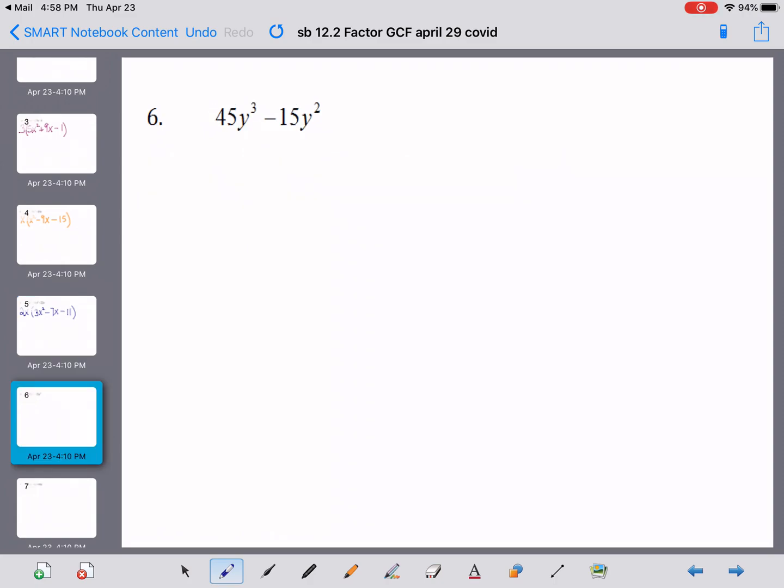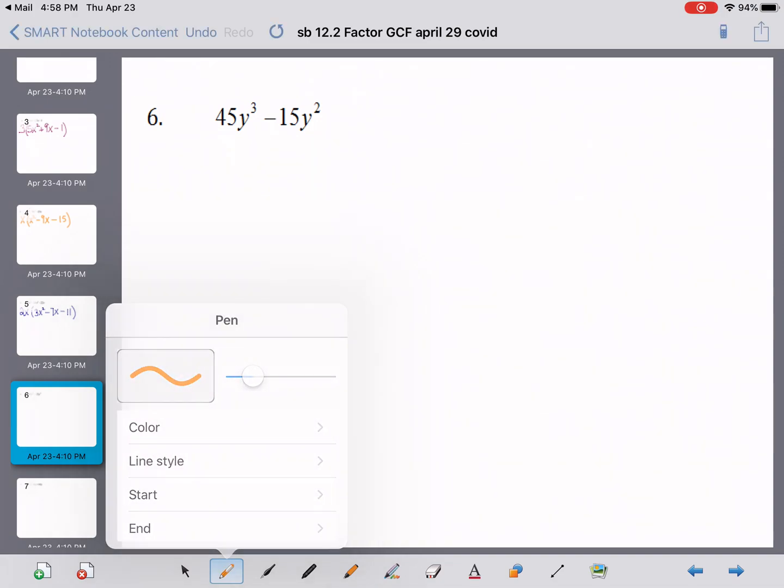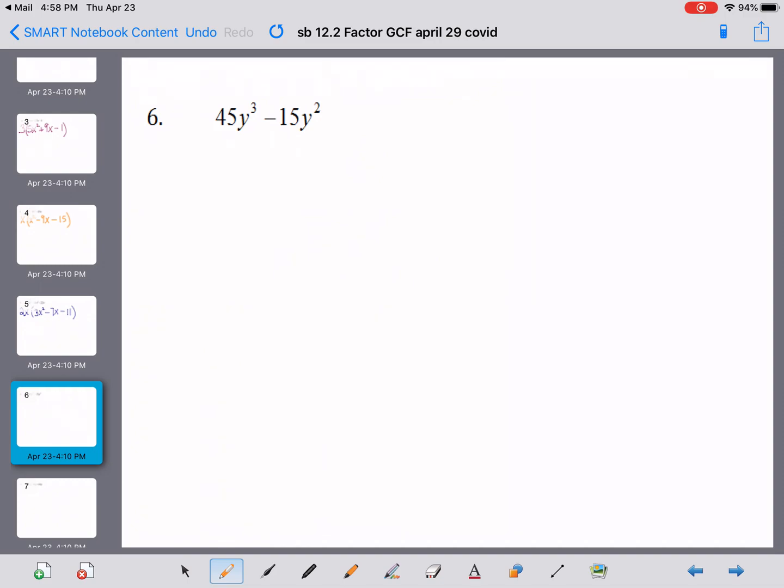Number 6, same idea here. We're looking for the greatest common factor. The biggest number that goes into 45 and 15 is actually 15. Between y cubed and y squared, it's going to be our lowest exponent, which is y squared. 15y squared is our greatest common factor.